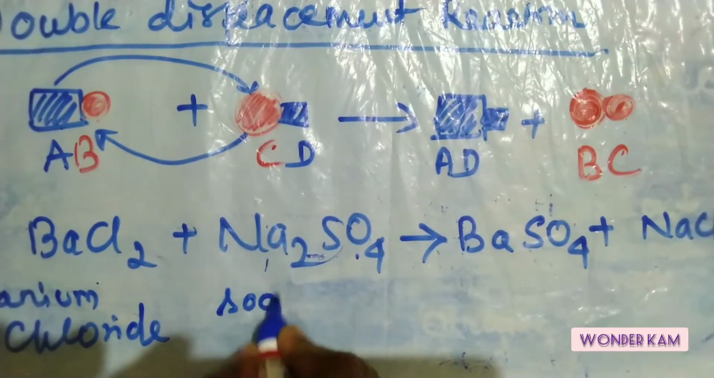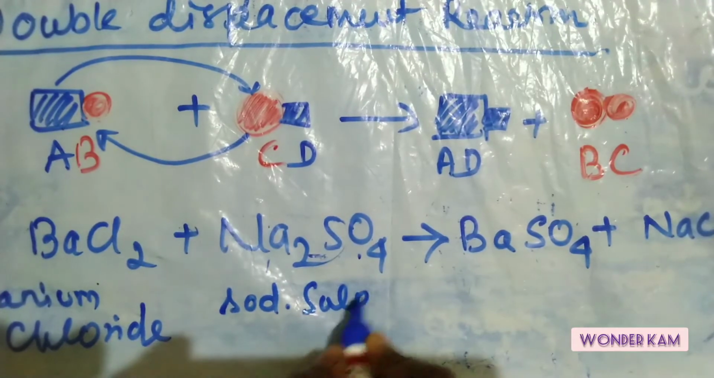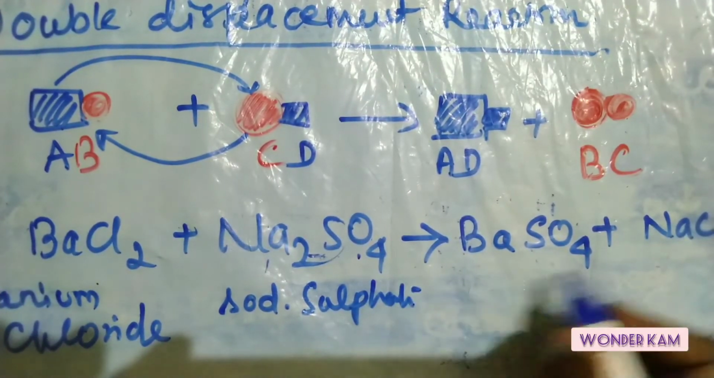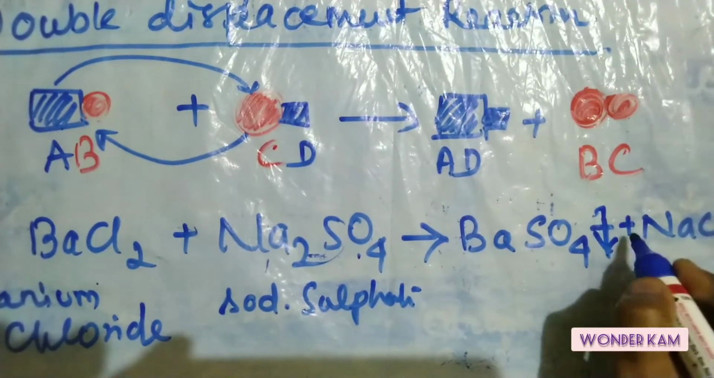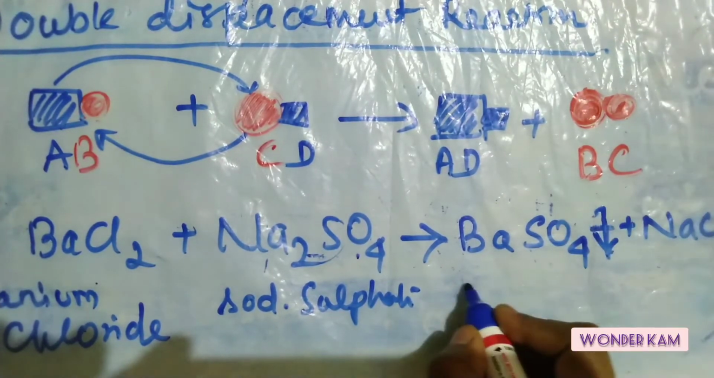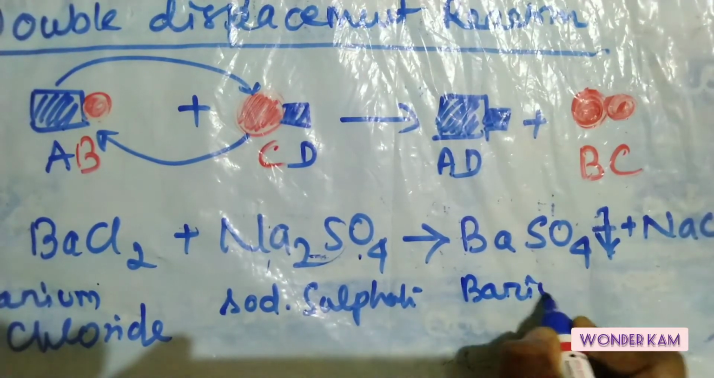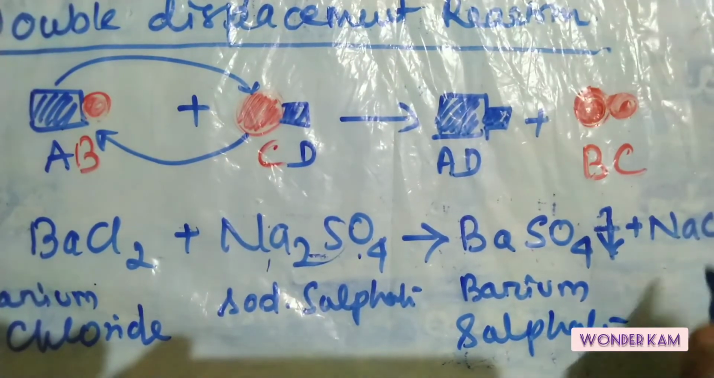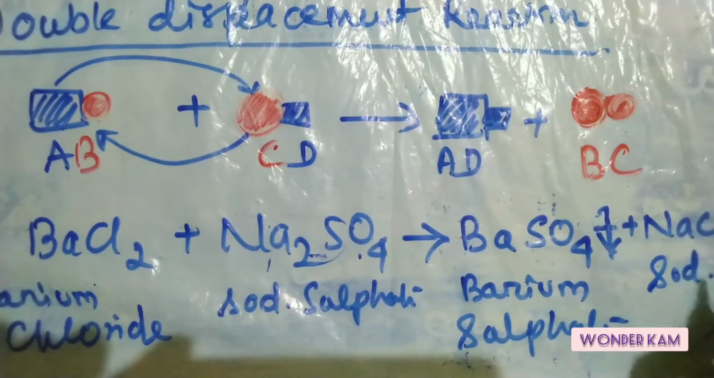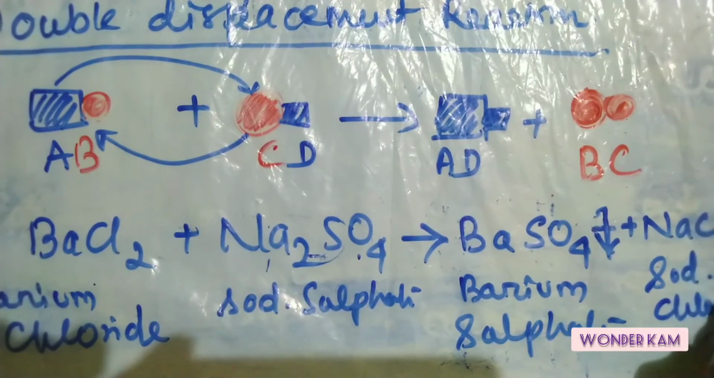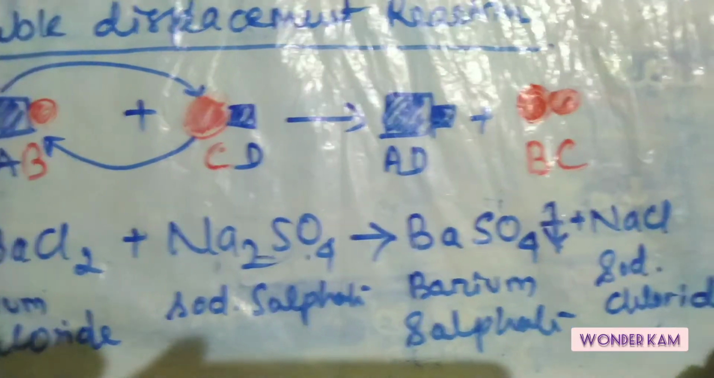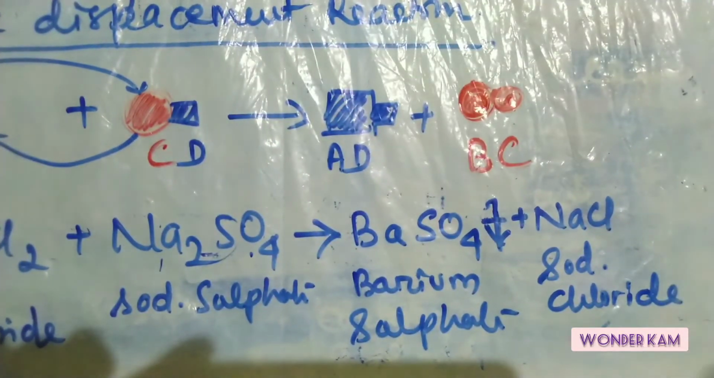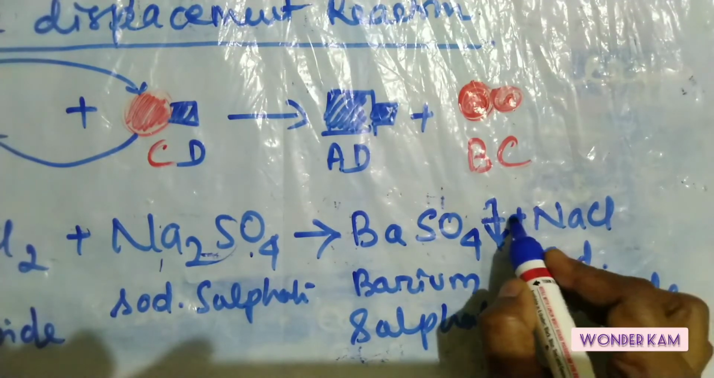This is your sodium sulfate. This is how we will come to know, I will tell. This is precipitation. This is barium sulfate. This is sodium, I am writing like this, sodium chloride. Okay, this is the product, sodium chloride. Did you get it? This is a positive sign.